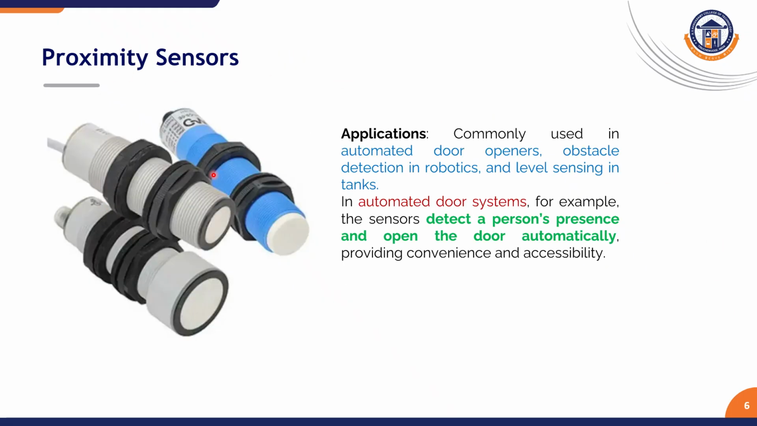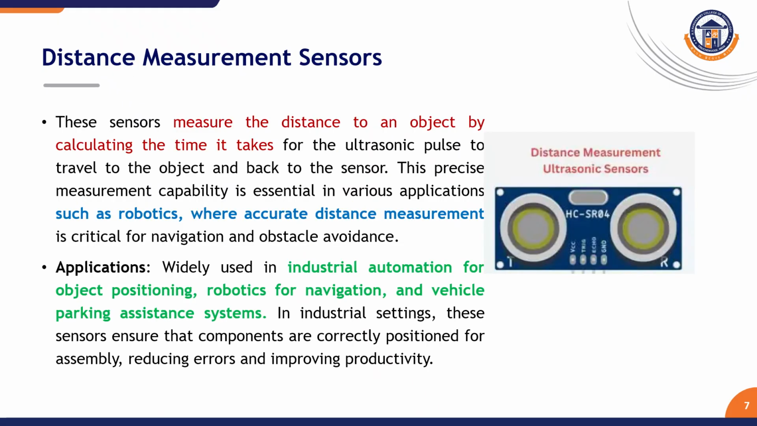This is the picture of the proximity sensor, which is used in applications such as automated door openers, obstacle detection in robotics, level sensing in tanks. In automated door open systems, the sensor detects a person's presence and opens the door automatically.